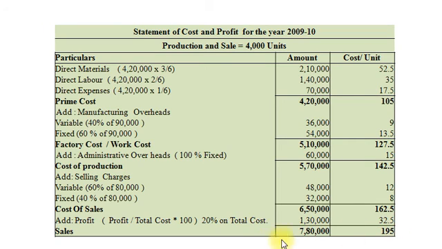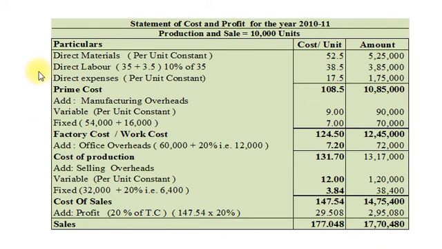195. Dear students, here we will calculate rate of profit on cost. So formula will be profit divided by total cost multiply by 100. So 1,30,000 divided by 6,50,000 multiply by 100. So it is 20% on total cost, and same 20% will be applied in estimated cost sheet for the year 2010-11.